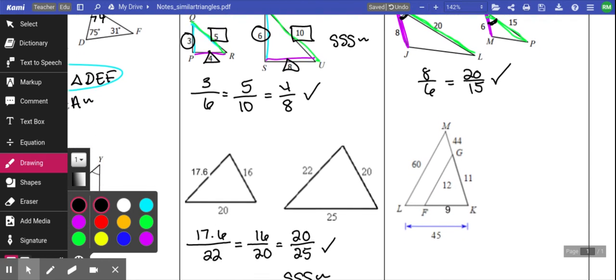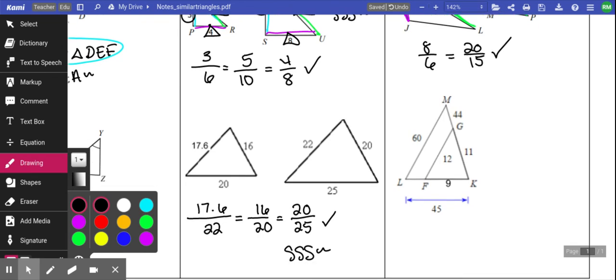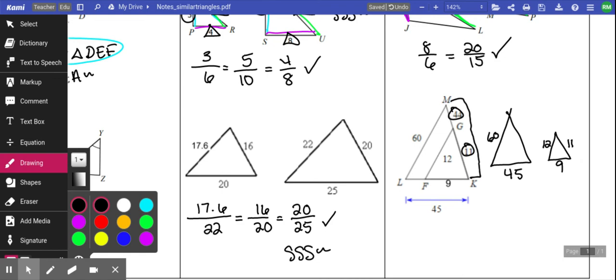Okay, let's look at this very last one. This one is sometimes easier to just draw off to the side instead of having them together. So this side length on the large triangle is 60. This is 12. Down below, this is 45, and this is 9. Here's where it gets a little weird. On the little triangle, this is 11, and I know that this doesn't look correct, but from M to K, that is 44 plus 11. So that would be 55 here.